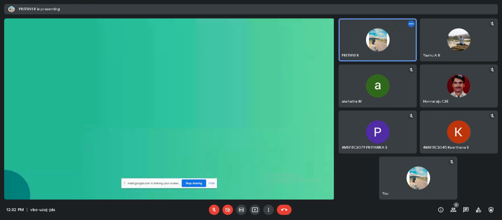Is the screen visible? Visible ಇದೆ ಪೃಥ್ವಿ.